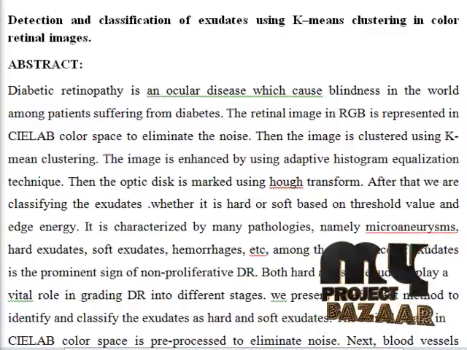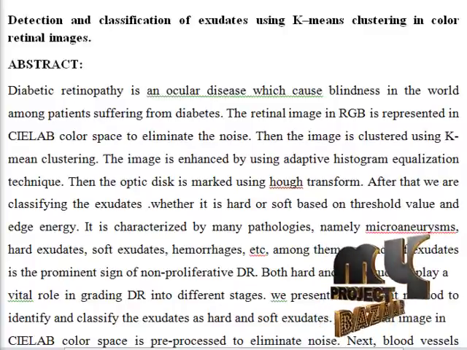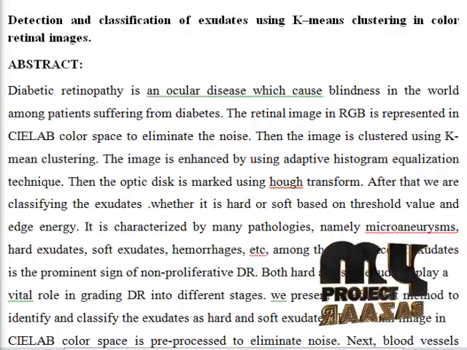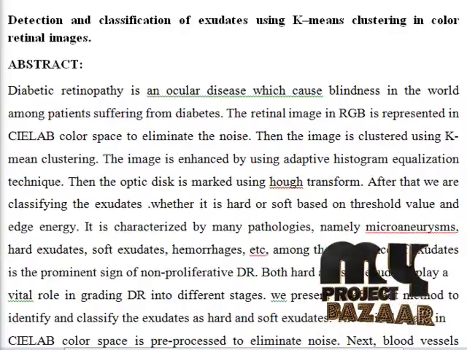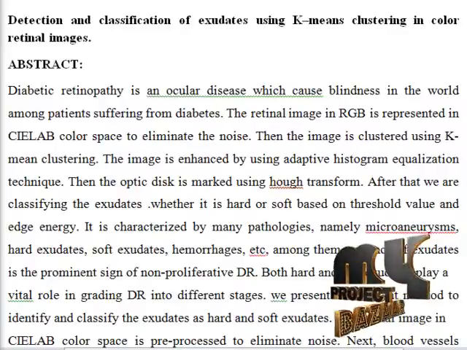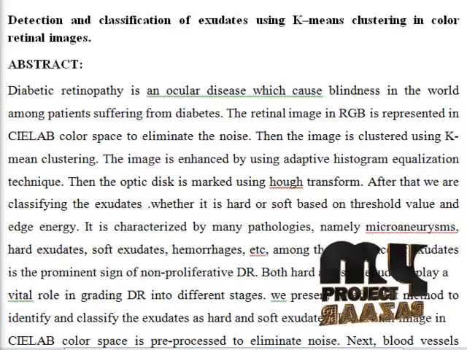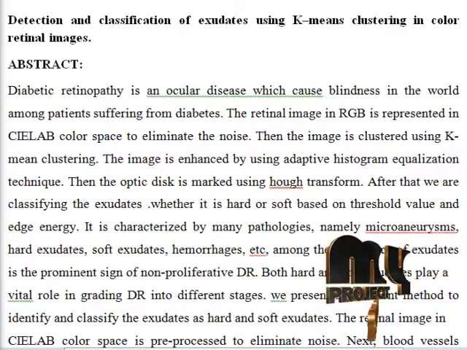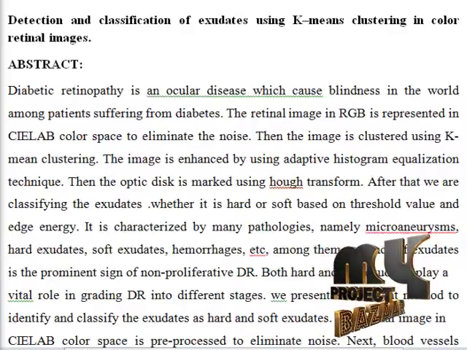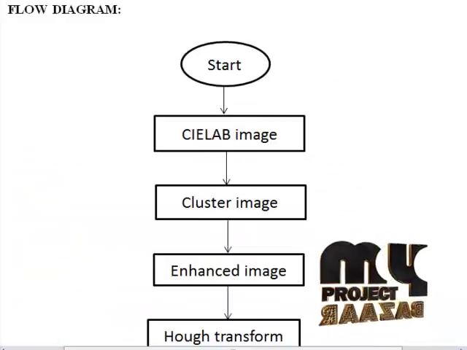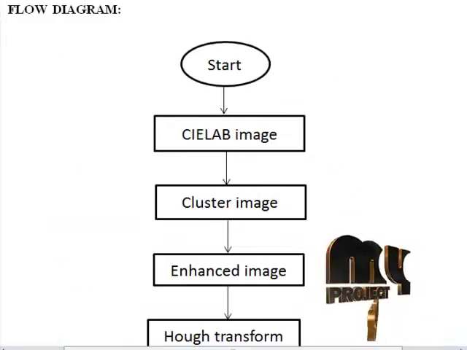And then we conclude that the image was clustered using k-mean clustering successfully. After that, the optic disc is marked using F transform. Then, based on threshold value and edge energy, we successfully classified the exudates as hard and soft exudates. This classification helps the ophthalmologist for diagnosing the retinal diseases. Let us discuss the flow diagram for this process.